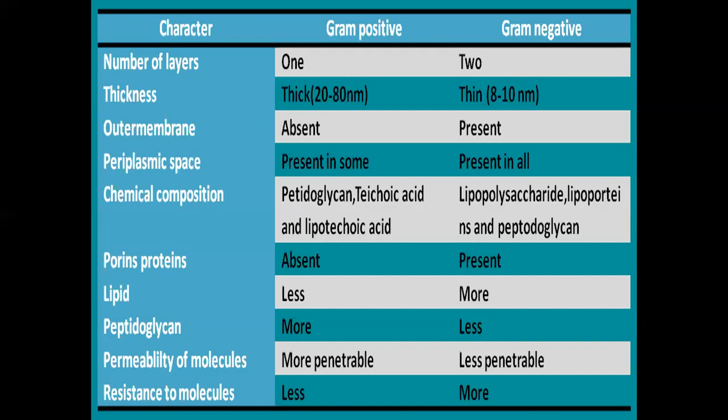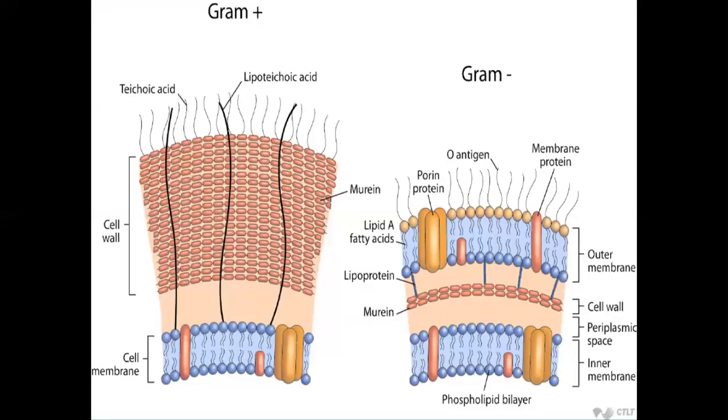Whereas in gram-negative, the number of layers is two. You have an inner and an outer membrane. You have a lipopolysaccharide layer and a peptidoglycan layer. The periplasmic space is less, the peptidoglycan is also less, and the penetrability is also less. Please see the difference and try to understand.